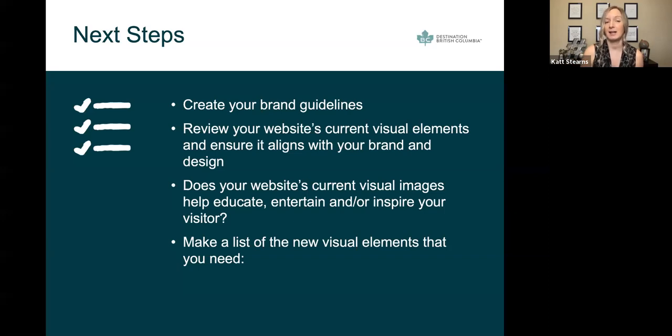So as we wrap up this section, it's really about stopping and creating your brand guidelines. So really getting an understanding of what your brand's going to look like before you start creating. Review your current visuals and ensure that everything's aligning with your brand and with your visitors. Really looking to understand if your website's current visuals are helping to educate, entertain, or inspire your visitors. And if possible, start making a list of some of the new elements that you might need to have visuals for.